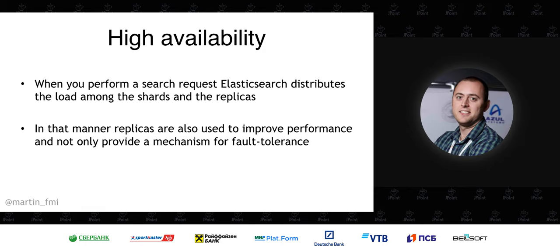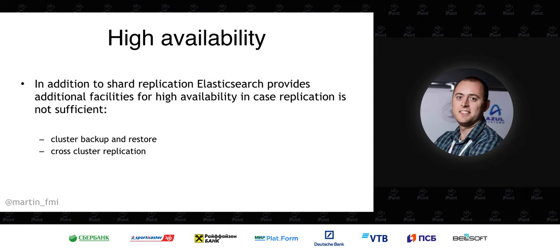In some cases, going with replication and replica shards is not sufficient to provide a decent level of high availability. In that case, we make use of extra features like cluster backup and restore capabilities provided by Elasticsearch, or even cross-cluster replication if we have geographically distributed clusters which we want to interconnect. Some of these features that allow us to provide extra high availability capabilities are part of the enterprise suite of Elasticsearch, not in the free or open source versions of Elasticsearch. But in certain scenarios, they are really needed to ensure a higher level of high availability in our Elasticsearch cluster.